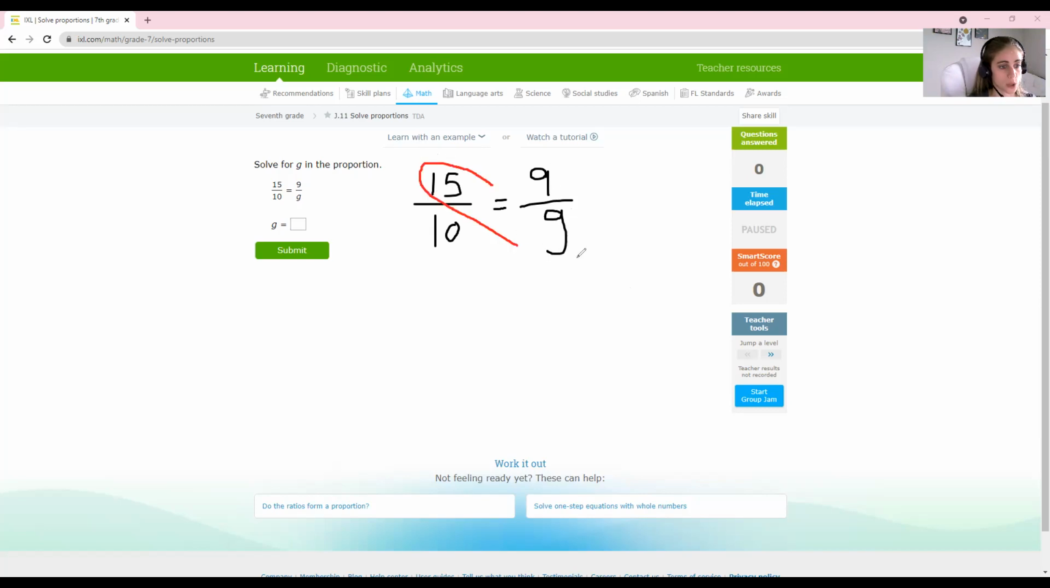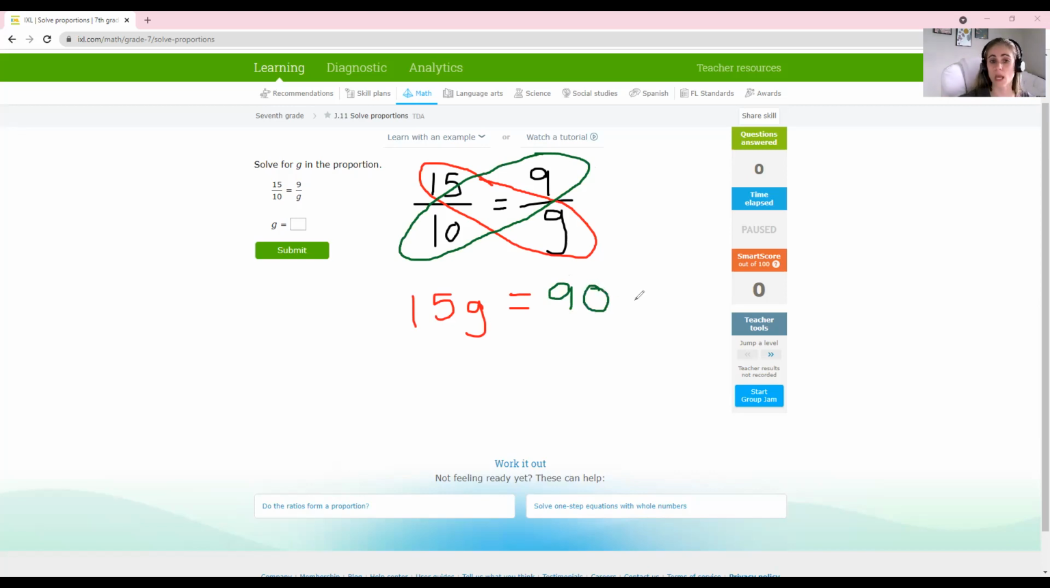So we're going to multiply across, multiplying our diagonals. So first, I'm going to multiply 15 times G. Well, 15 times G is just 15G. That is set equal to our other cross multiplication, our other diagonal. Now we're going to multiply the other direction. So see, it makes like a crisscross. 10 times 9. Well, 10 times 9 is 90. We are now left with a one-step equation.